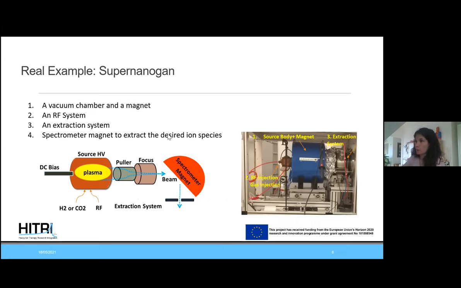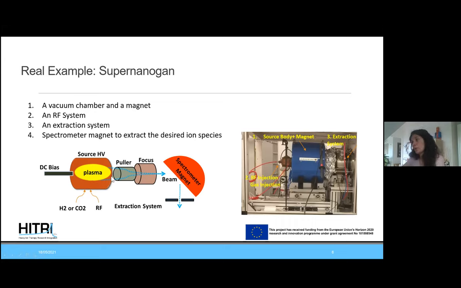This is an example of the Supernanogan, just to give you a real idea of what you have in an ion source. You have the vacuum vessel where you create your plasma, and into which you basically inject your gas. In our case, it's hydrogen or carbon, together with a certain electromagnetic force, as I told you before. By this combination, you can create the conditions inside the vacuum vessel to have a plasma, which will allow you to create the ions you need.